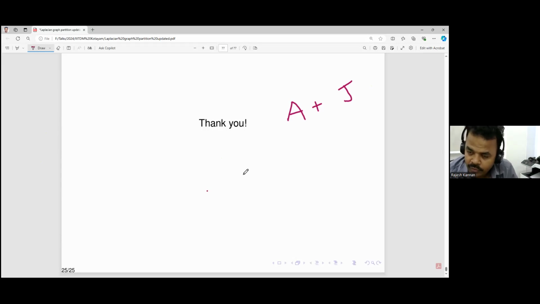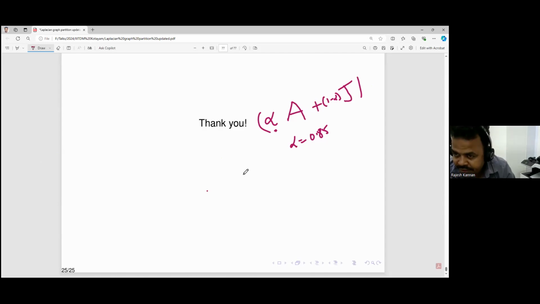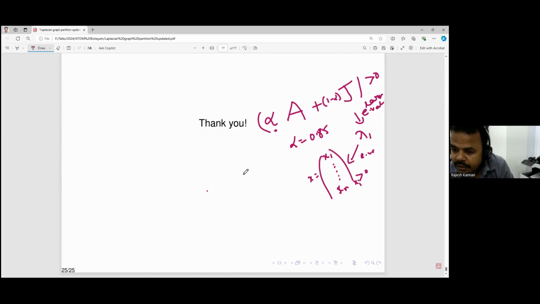That tells you the largest eigenvalue of this matrix is positive, and you get a positive eigenvector corresponding to the largest eigenvalue. To avoid some non-trivial issues, the authors considered the matrix alpha times A plus 1 minus alpha times J. If I'm right, alpha is 0.85, but you can check the value of alpha. This is an entry-wise positive matrix. The largest eigenvalue will be positive, and the corresponding eigenvector, if I take it to be x, has all entries x1 to xn strictly greater than 0.